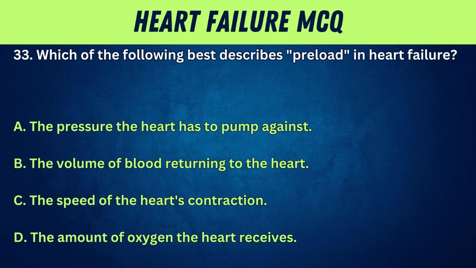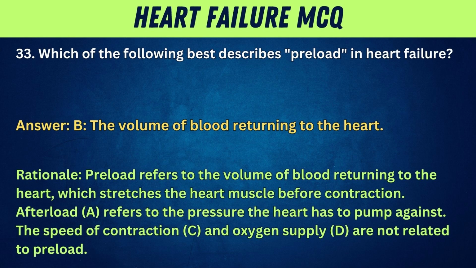33. Which of the following best describes preload in heart failure? A. The pressure the heart has to pump against. B. The volume of blood returning to the heart. C. The speed of the heart's contraction. D. The amount of oxygen the heart receives. Answer: B. The volume of blood returning to the heart.